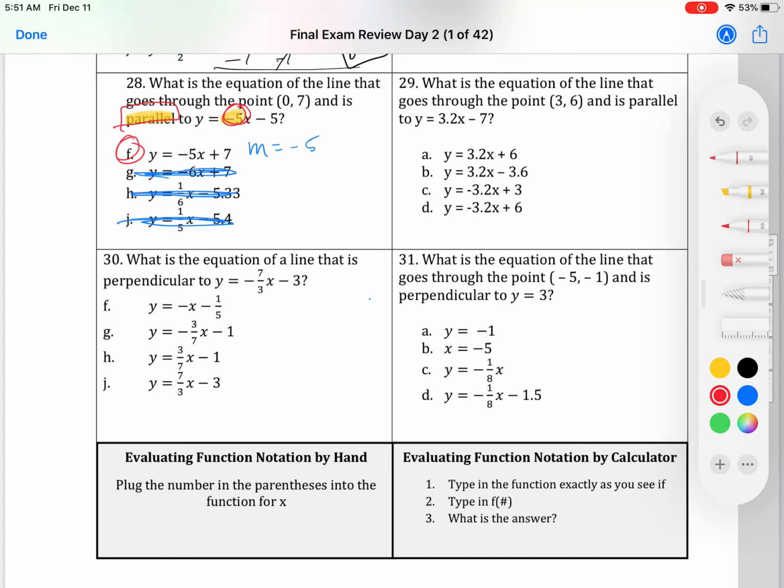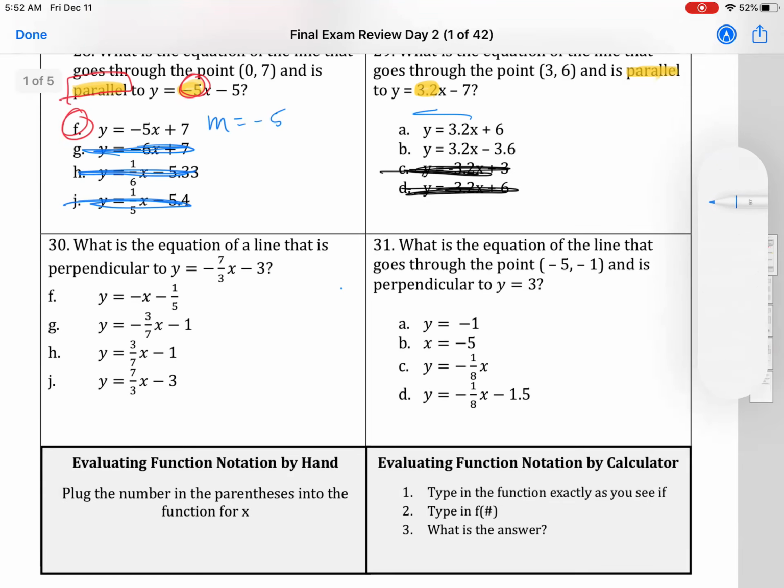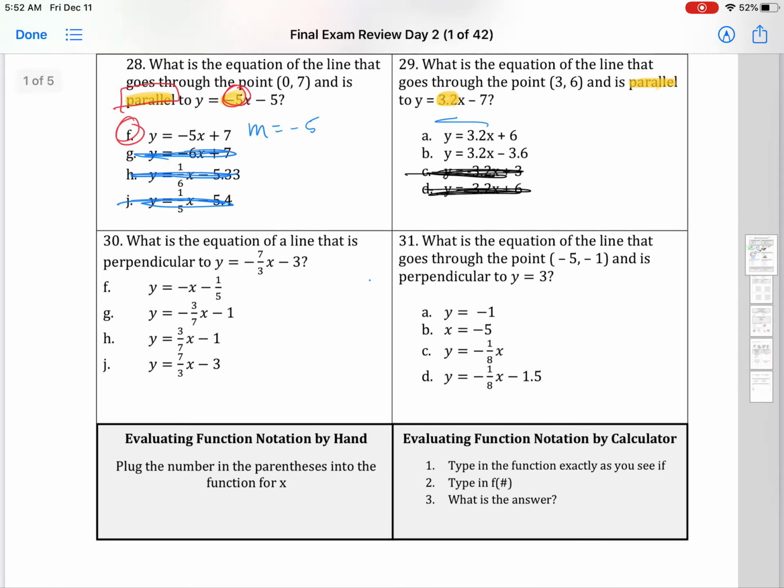So we're going to try the same thing with 29. In 29, it says parallel, so that means same slope. The slope is this number right here. So if we look at this, letter C doesn't have that slope. Letter D does not have that slope. So now what I need you to do is go to Desmos. One moment.